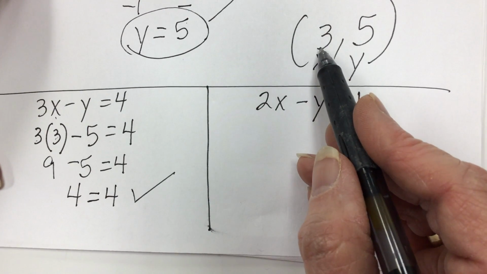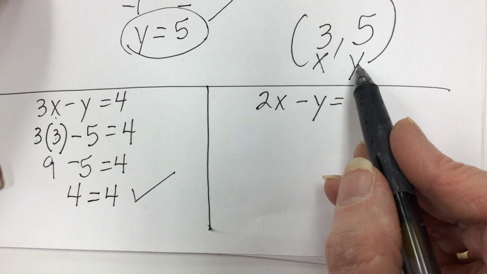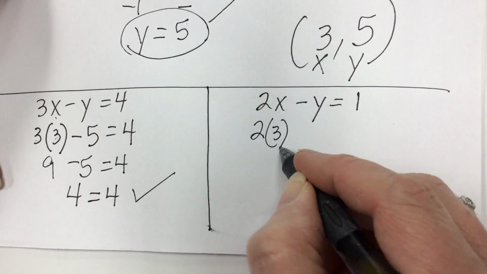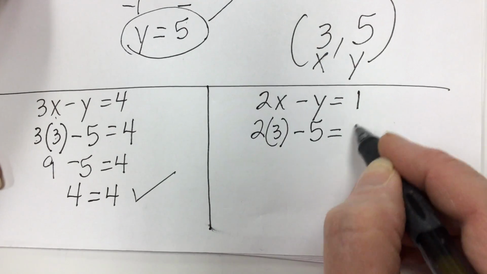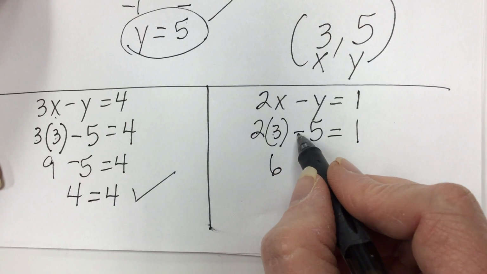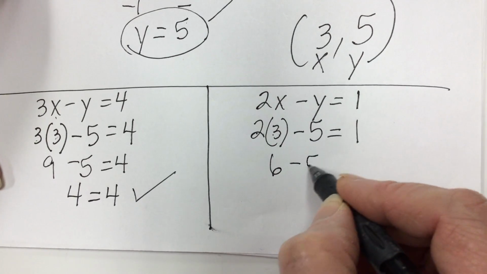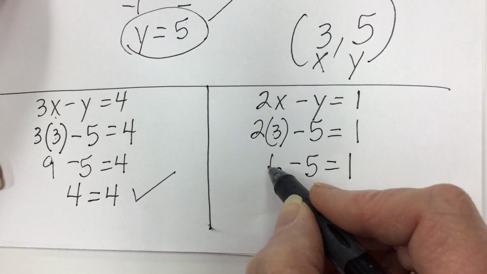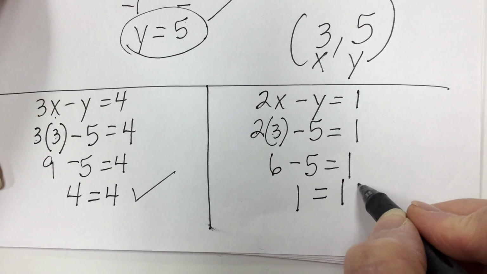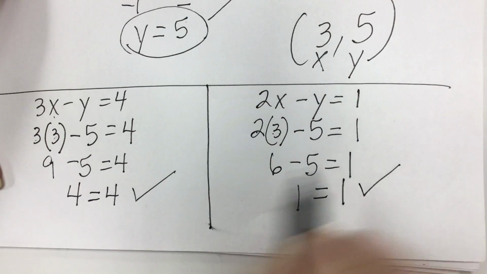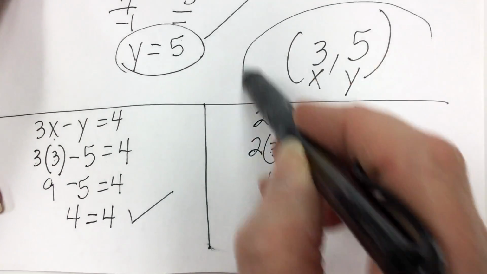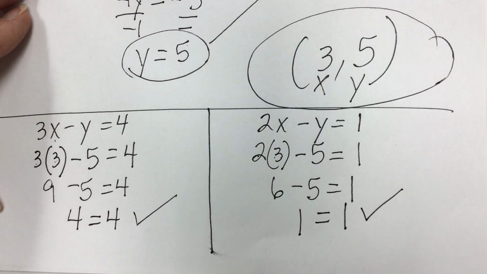So substituting in, x is 3 and 5 for y. That's 2 times x, so that's 2 times 3, minus 5. Does that give me 1? Well, 2 times 3 is 6, multiplication before subtraction. So I have 6 minus 5 equals 1. So does the left side equal the right side? Yes, it does. So we solved this system of equations by subtraction, and our final answer is 3, 5.